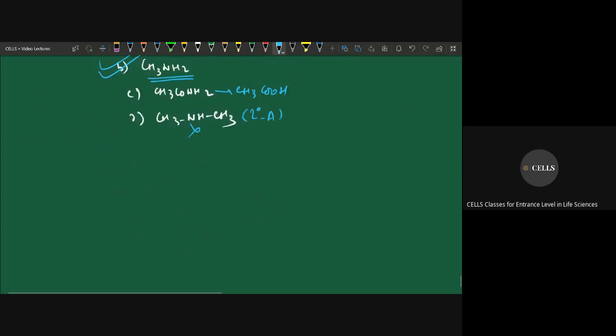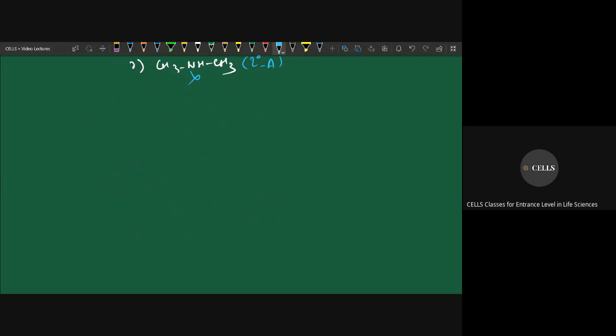Now let's move on to here. Now let's talk about amides. Amides are very important. We can write amide as RCONH2. So we write it as alkanamide.